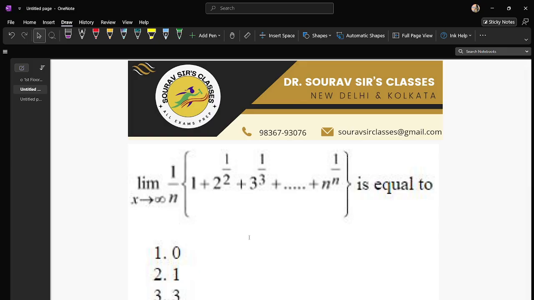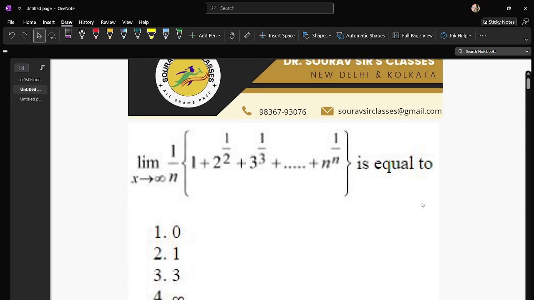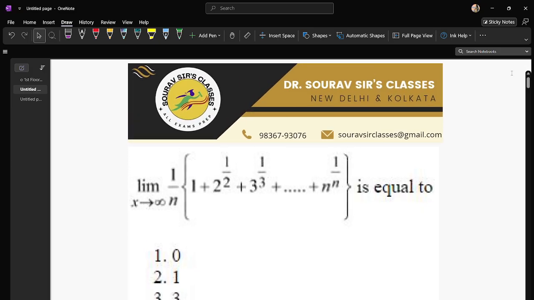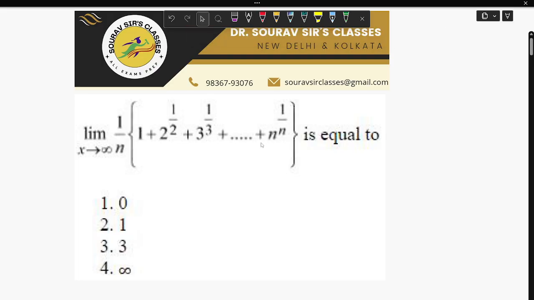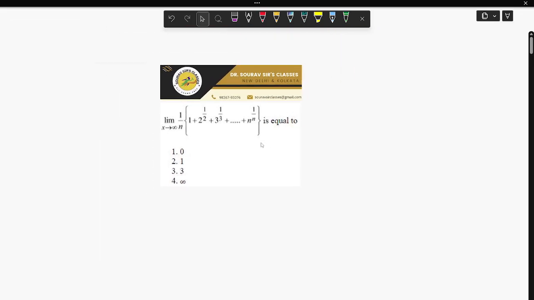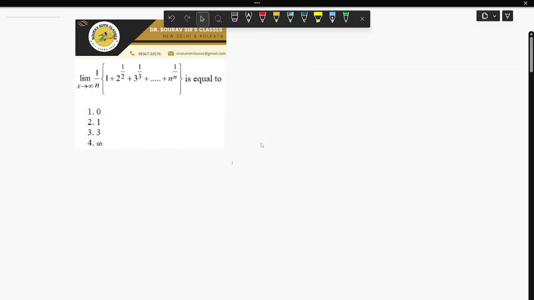Okay, so now we are going to solve a problem which appeared in the CUET PG Statistics. The question is: limit n tends to infinity of 1 by n times (1 plus 2 to the power 1 by 2, plus 3 to the power 1 by 3, and so on up to n to the power 1 by n) is equal to, and there are four options: 0, 1, 3 and infinity. This is quite an easy question. So how can we solve that?